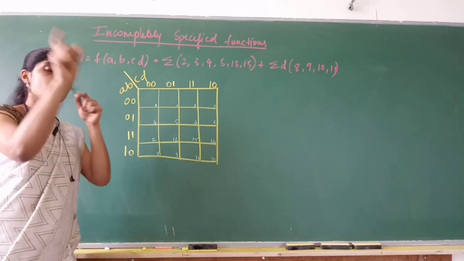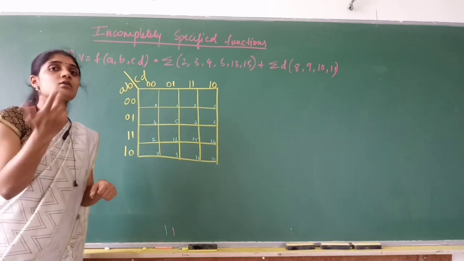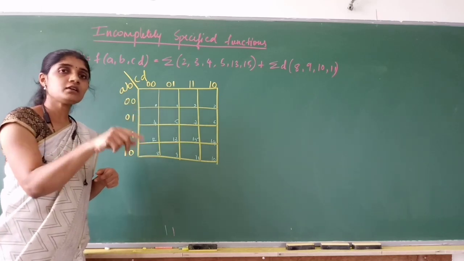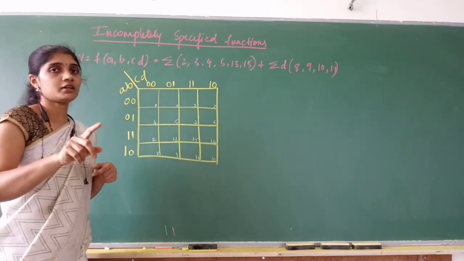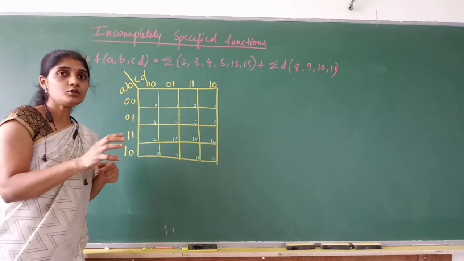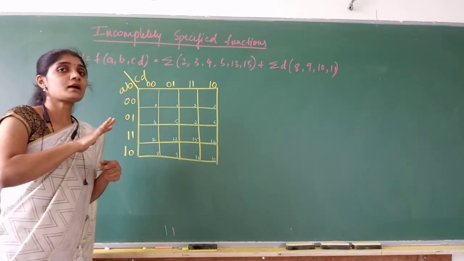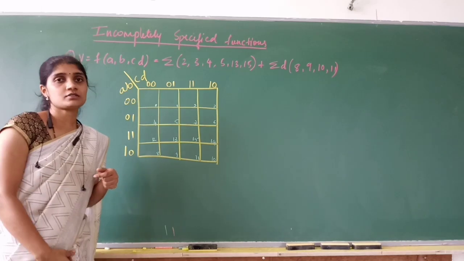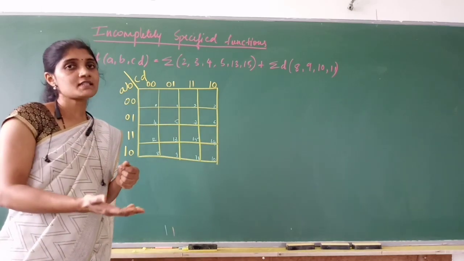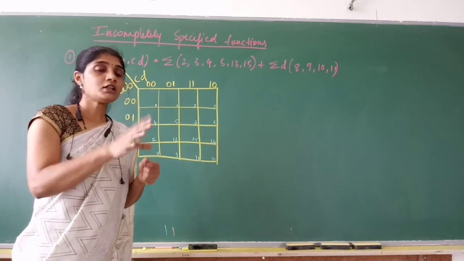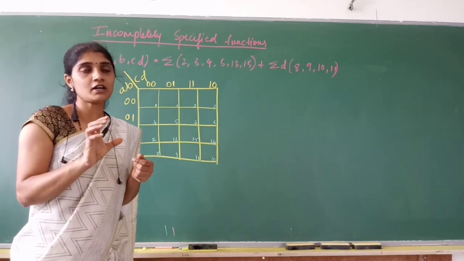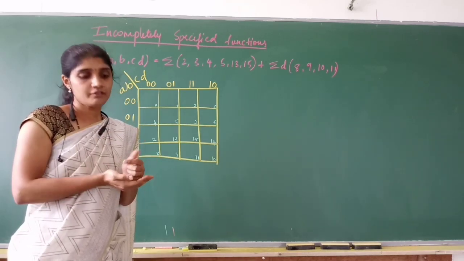For 0, 0, 0, what is the output? Whether it is 1 or whether it is 0. For 0, 0, 1, what is the output? Either 0 or 1. If we have the value of output for every combination of input, we call the function as completely specified function. We know what is the output for all the combinations of input, then the function is called as completely specified function.